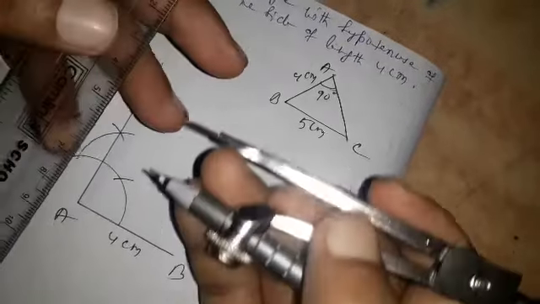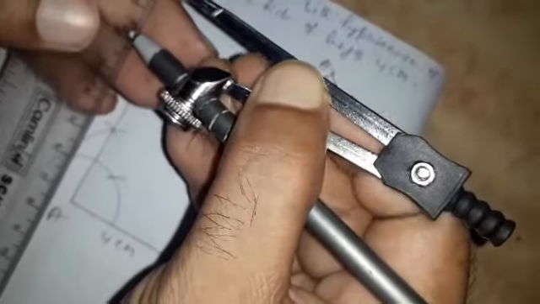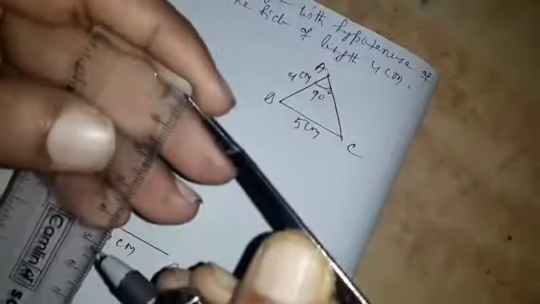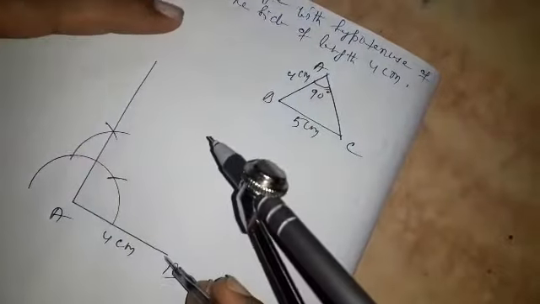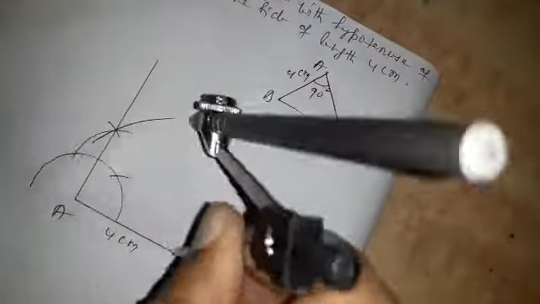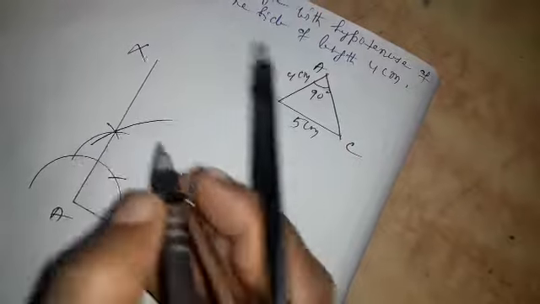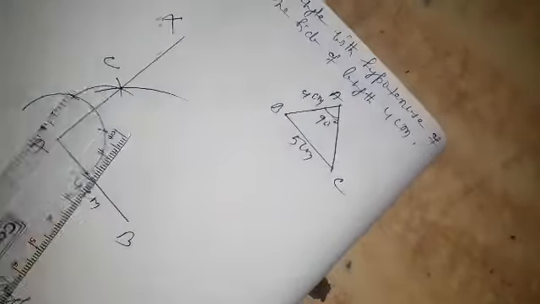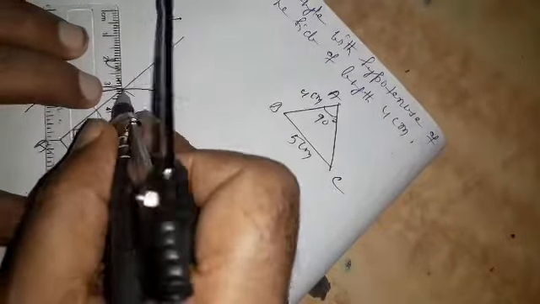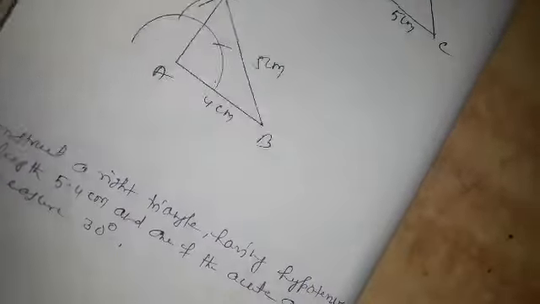Now we will take an arc of length 5 centimeter, with B as a center and radius 5 centimeter. Draw an arc which cuts the previous line AX at a point which is here C and join BC. Thus ABC is the required triangle whose hypotenuse is 5 centimeter, one side is 4 centimeter.